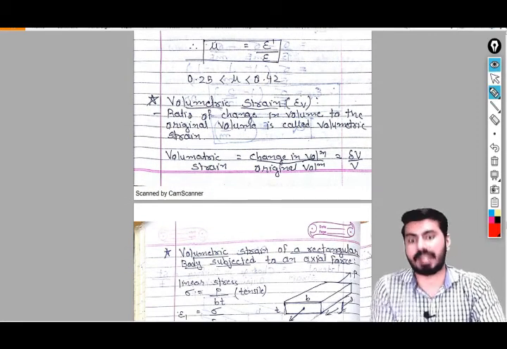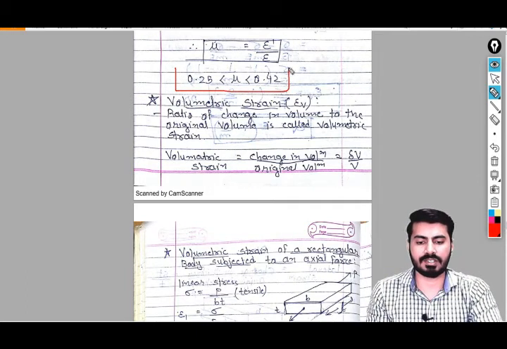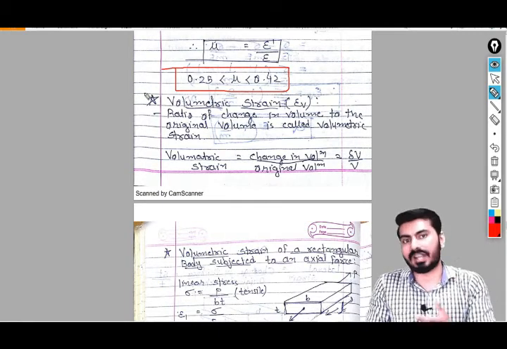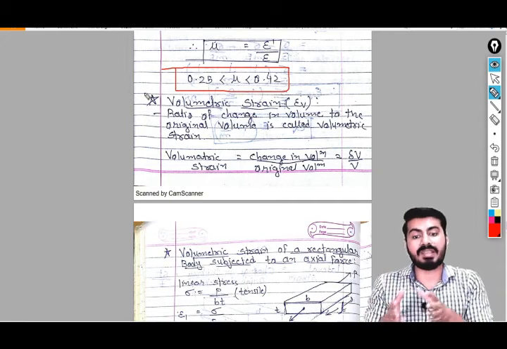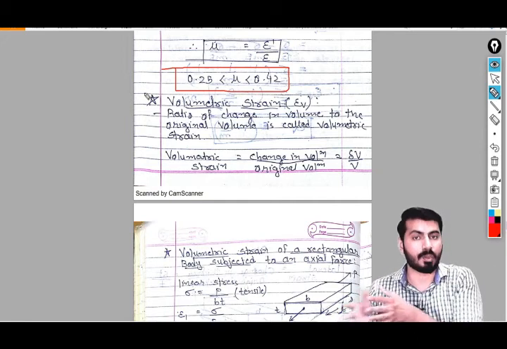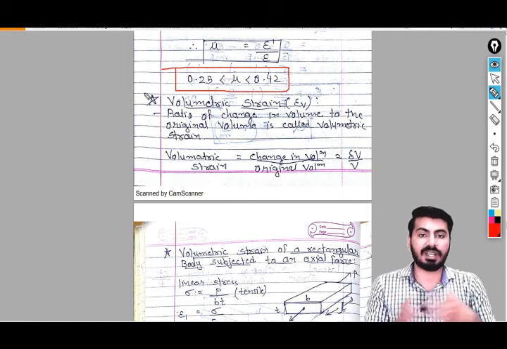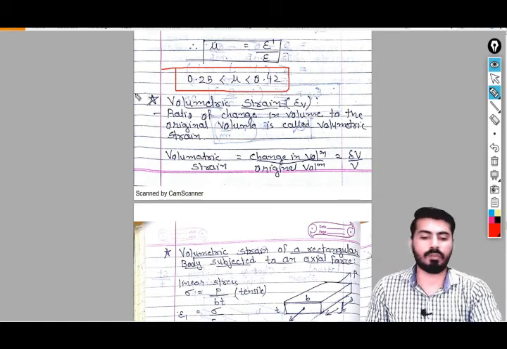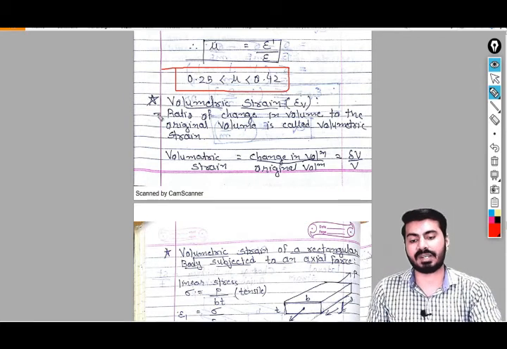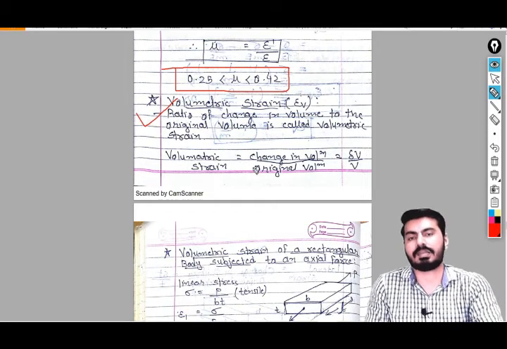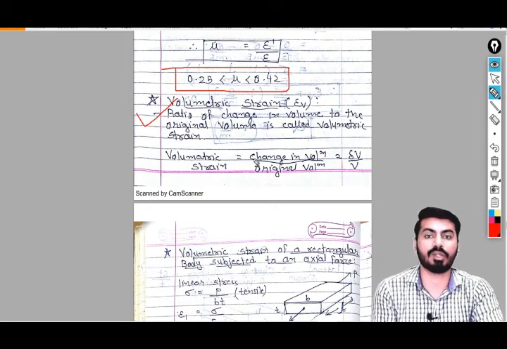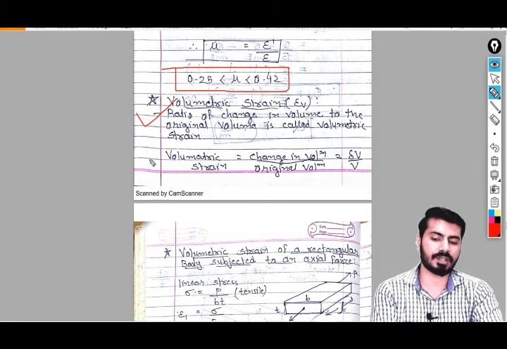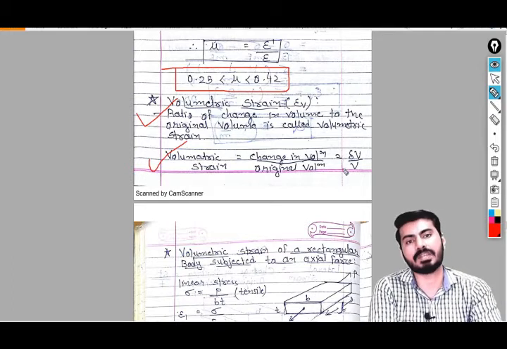Generally, mu comes within the range 0.25 to 0.42, but in some of your examples mu may be larger than 0.42 or smaller than 0.25. So mu generally comes into this range, but it is not necessary. Now the volumetric strain. Volumetric strain is our next topic. As the name itself suggests, it is the change in volume upon original volume, just like the linear strain, just like the normal strain. So volumetric strain is nothing but the change in volume, that is delta V by V.